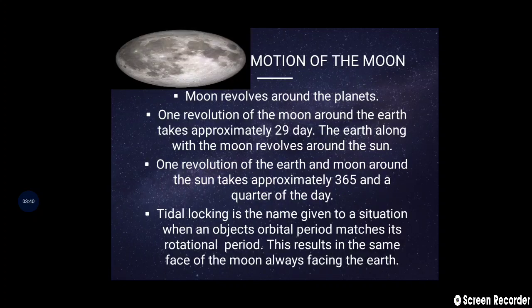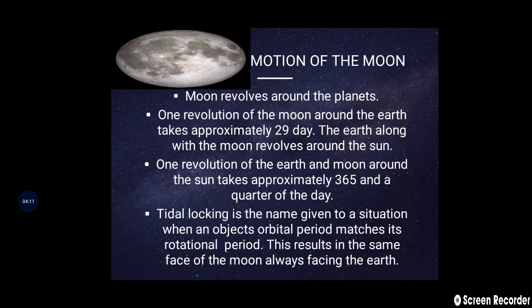It's very important actually. Now, our next topic is the motion of the moon. The moon revolves around planets. Take for example the earth. One revolution of the moon around the earth takes approximately 29 days. The earth along with the moon revolves around the sun. One revolution of earth and moon around the sun takes approximately 365 days and a quarter of a day. A quarter of a day is equal to 1/4 of a day.